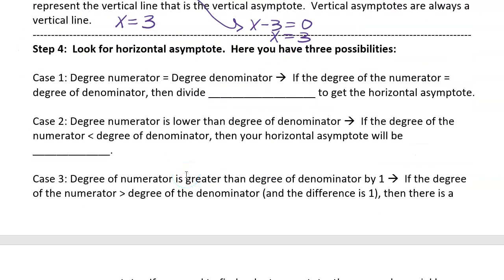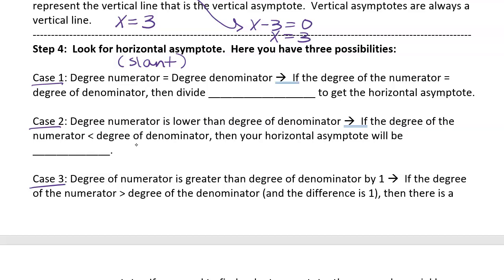All right, so now we need to think about our horizontal asymptote, which actually we could also have what we call a slant asymptote here as well. Okay, so there's 3 different cases that you have to think about. There's case 1, case 2, and case 3. It all depends on the degree of the numerator and the denominator.